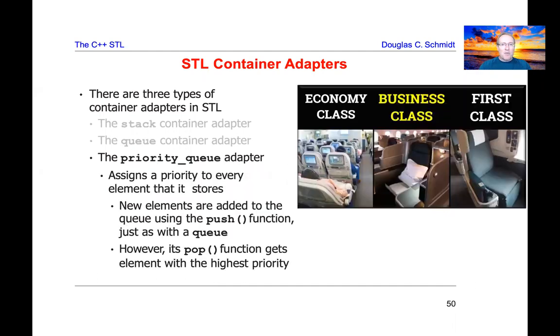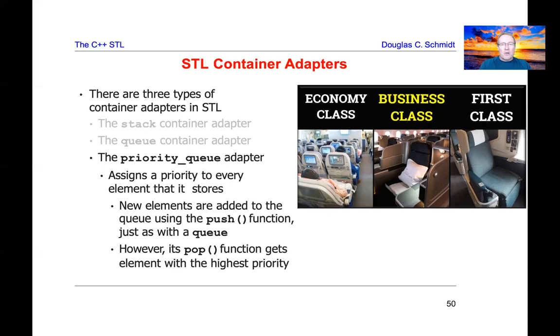The third type of container adapter, which is really the most interesting, is the so-called priority queue adapter. It essentially assigns a priority to every element in the queue. When you push a new element, it goes at the end, but then it percolates to the place it really belongs inside the queue based on its priority. Whenever you pop an item from a priority queue, you get the item of highest priority, whatever that means in the context of what you're doing. We'll talk about how you can control that shortly.